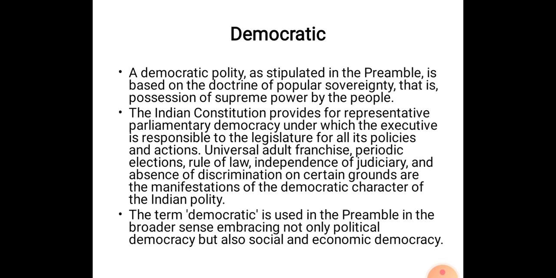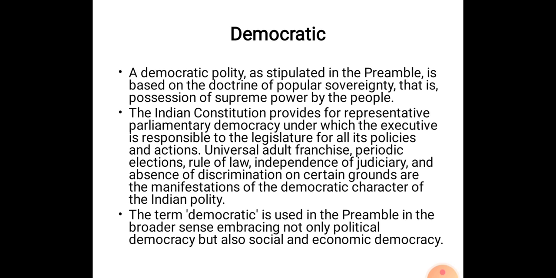Therefore, we need to understand properly universal adult franchise, periodic elections, rule of law, independence of judiciary, all these things, and absence of discrimination on certain grounds, which are the manifestation of the democratic character of the Indian polity. The term democratic is used in the preamble in the broader sense, embracing not only political democracy but also social and economic democracy.